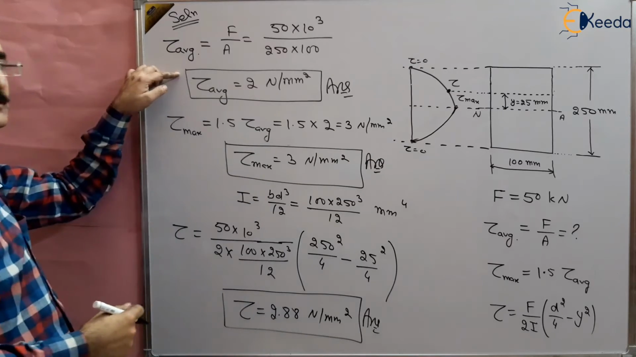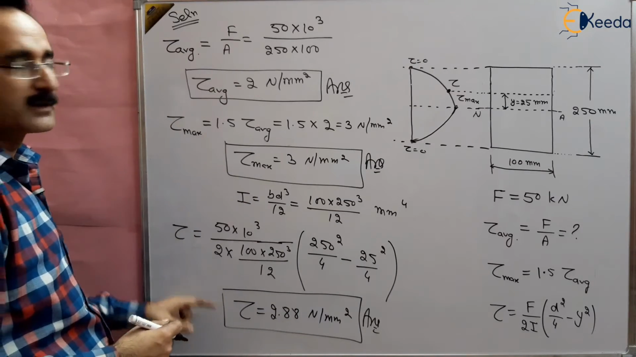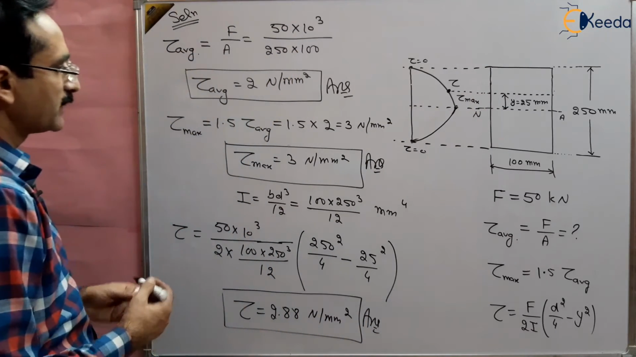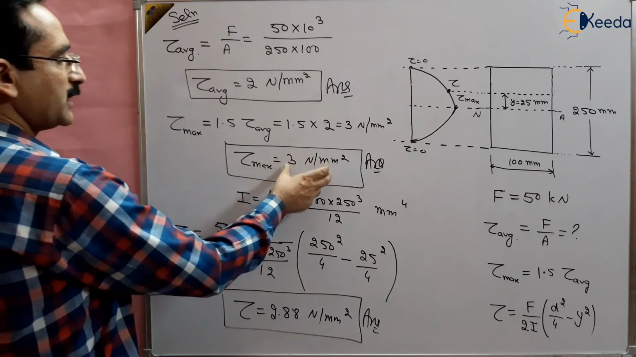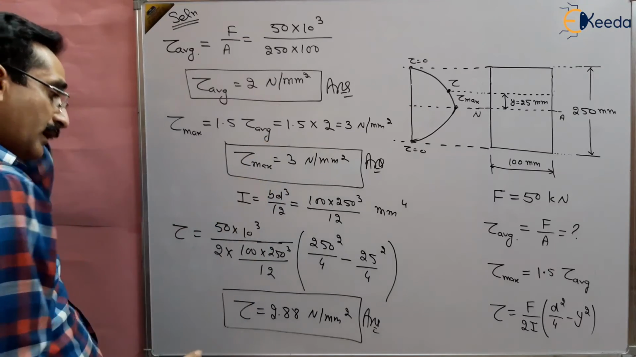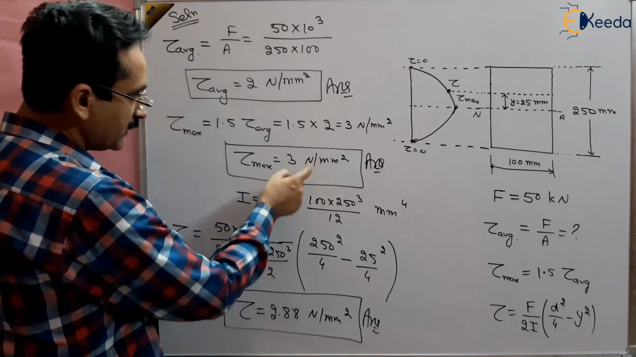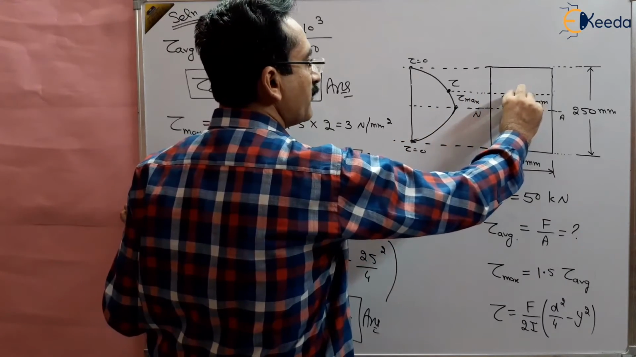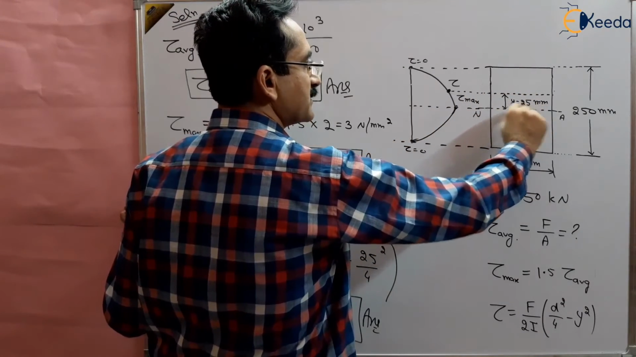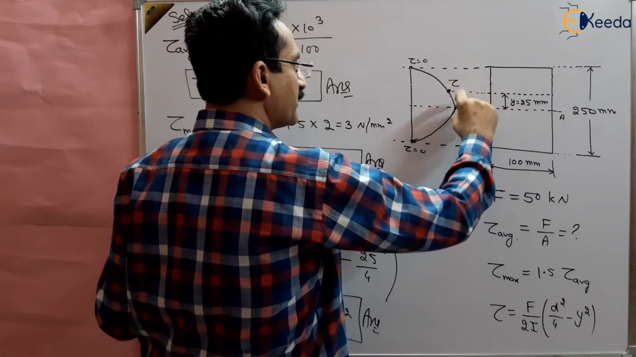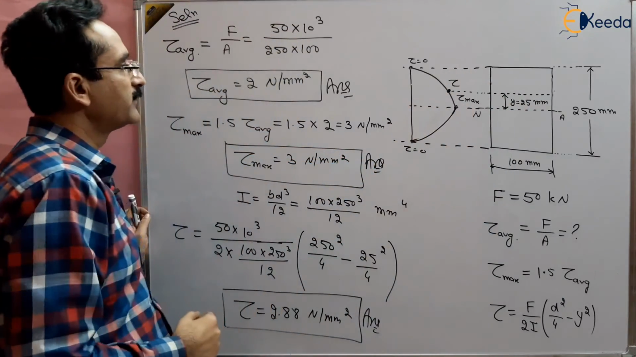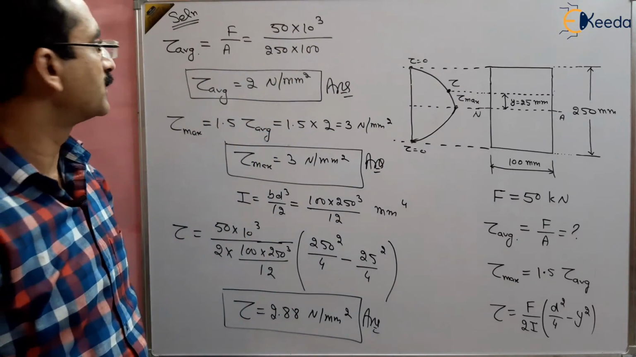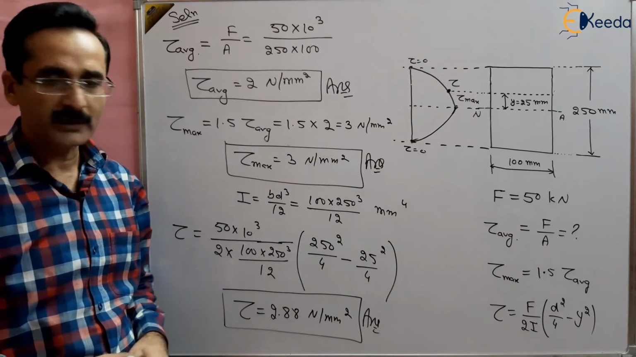So these are the answers of this question: the average shear stress, maximum shear stress and the shear stress at a distance of 25 mm from the neutral axis. You can see here that the maximum shear stress is 3 Newton per millimeter square, which is very small, and this tau is near to this value, near to 3, because this 25 mm is very close to the neutral axis. Because total depth is very large, 250 millimeter. So this is how we can find out the shear stresses.